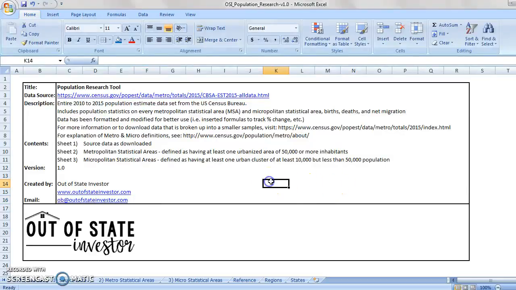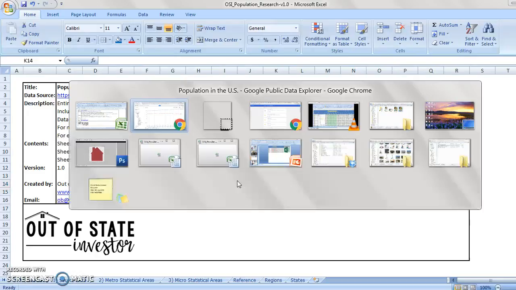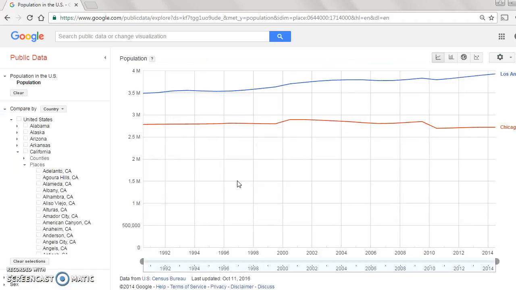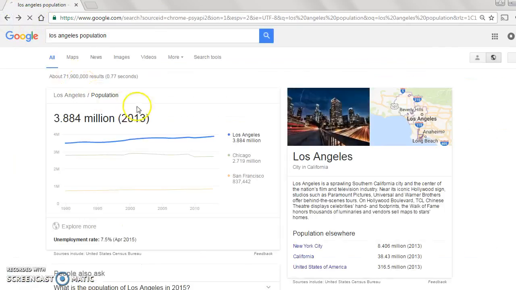Now this is a tool that I created to help me compare different markets, compare them effectively, really efficiently, and to get away from manually using Google to just search one city one at a time. It's very easy to do, and I still sometimes do it. And I'll show you, a lot of times you might just do a Google search, something like this, and let's say Los Angeles population. You'll see a nice little graph, and you kind of see it's trending upwards.